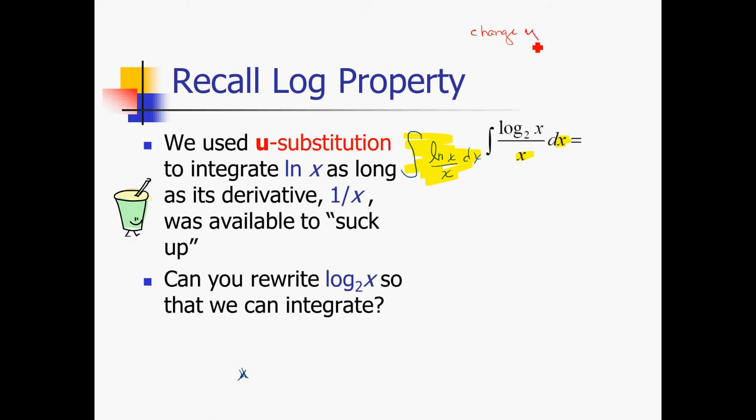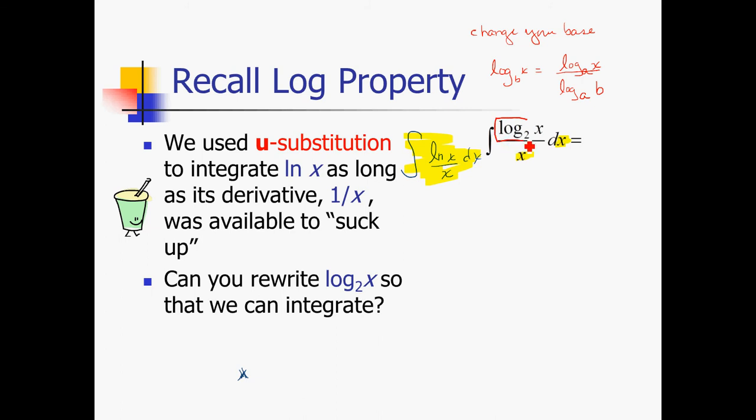To change your base to any base you want, log base b of x can be rewritten as a quotient of 2 logs, where the old argument is still the argument of the numerator, the old base is the argument of the denominator, and then you can insert any base you want as long as it's the same base, numerator and denominator. So ignore the x dx part right now.